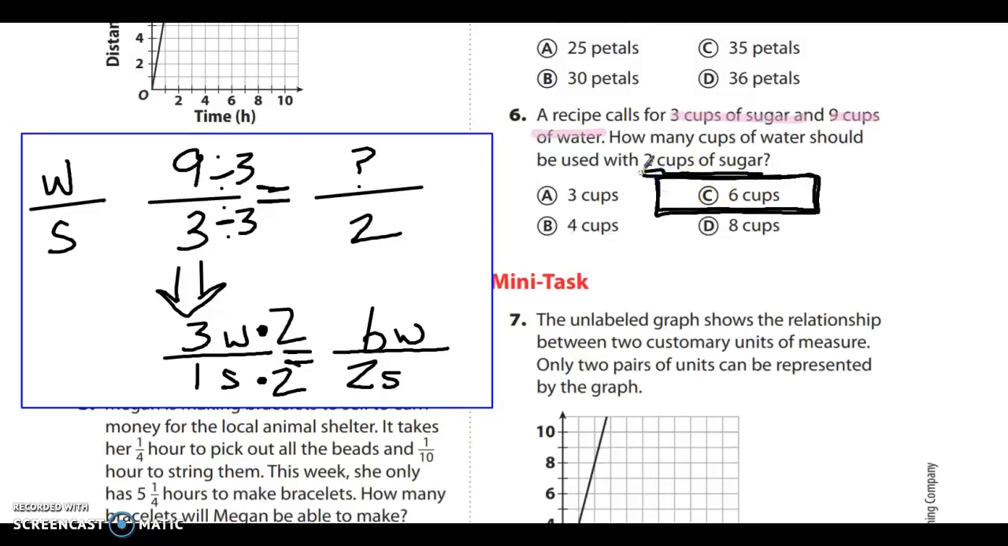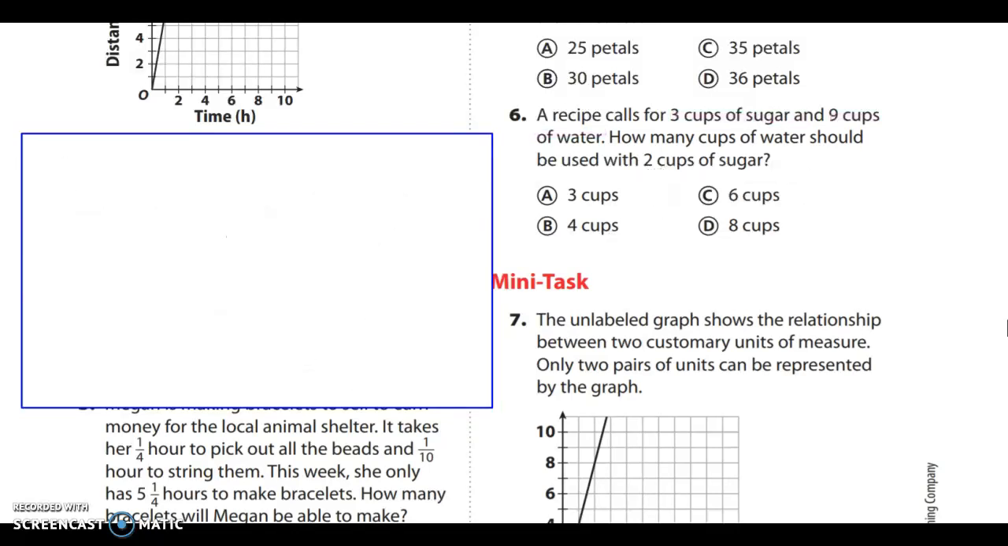All right, let's go check out the mini task number 7. And if we have time, which I think we will, we'll go back and do number 3.